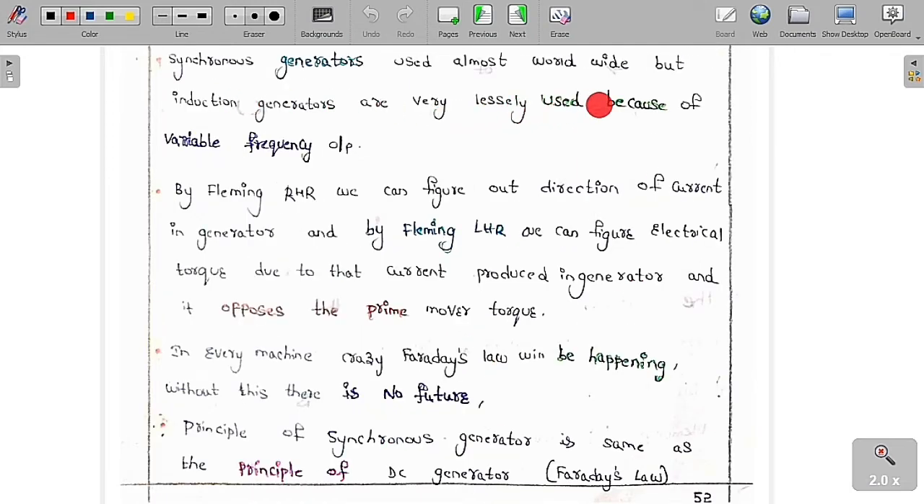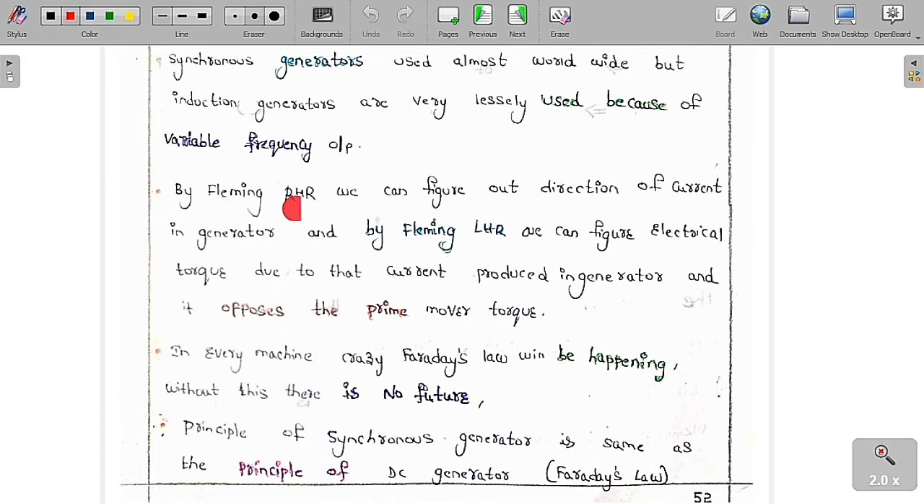Synchronous generators are used almost worldwide, but induction generators are very rarely used because of the variable frequency output. I've already told you, synchronous generators are mostly preferred when compared to induction generators, because for a synchronous generator the output frequency is always constant, whereas for induction generators the output frequency is variable. Because of these reasons, synchronous generators are always preferred. Whereas in terms of motors, induction motors are always more preferred when compared to synchronous motors. All these concepts I've already told you. So synchronous generators are used almost worldwide, but induction generators are rarely used because of the variable frequency output.